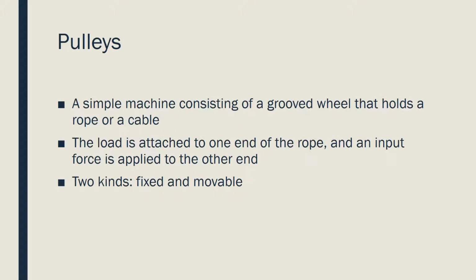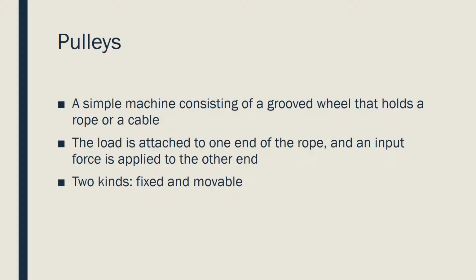And our last type of simple machine is called a pulley. A pulley is a simple machine consisting of a grooved wheel that holds a rope or a cable. The load is going to be attached to one end of the rope. The rope is slung over that pulley, those wheels, and then the input force is applied to the other end. So think about a well. If you have a bucket on a pulley, you pull the rope down, and it's going to make the bucket go up. So you apply an opposite force.